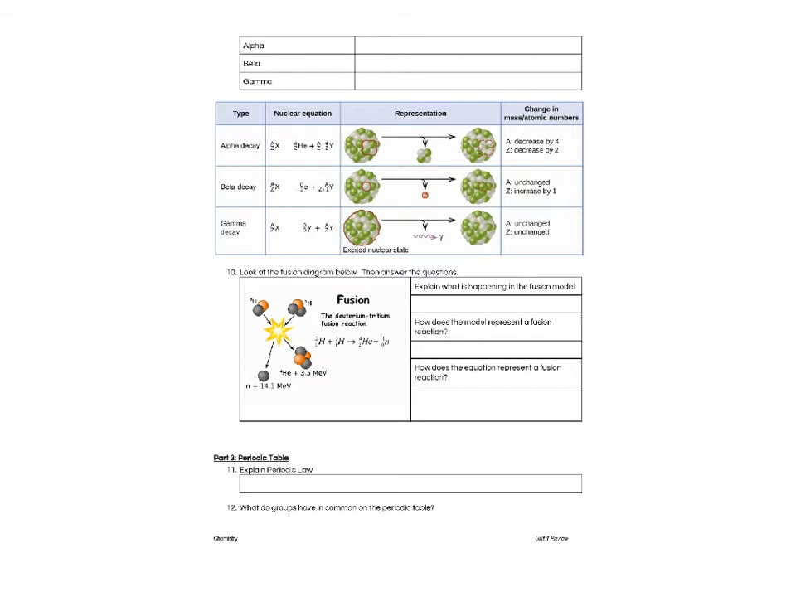Then we can represent it with an equation here where hydrogen, so deuterium plus tritium, forms a helium atom plus a neutron that's being given off. So that's fusion. This is a reaction that powers the sun, whereas fission is what we see in things like atomic bombs.